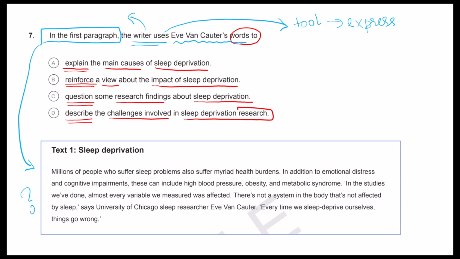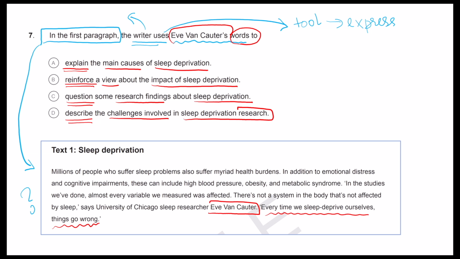Now moving on to tip number 3. We need to now go to the paragraph that the question points us at, and that is paragraph 1, and we're actually scanning for this word Lucy. So when we quickly scan through the paragraph, we can see the word Lucy somewhere towards the end. Okay, so his words are given here. Every time we sleep deprive ourselves, things go wrong.